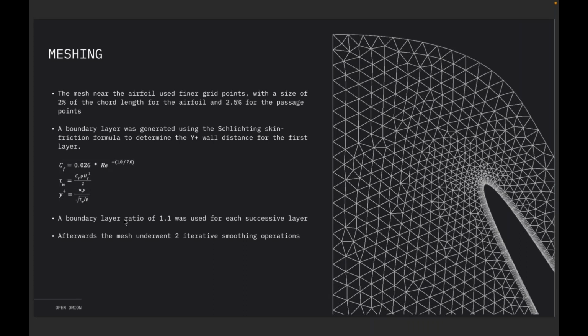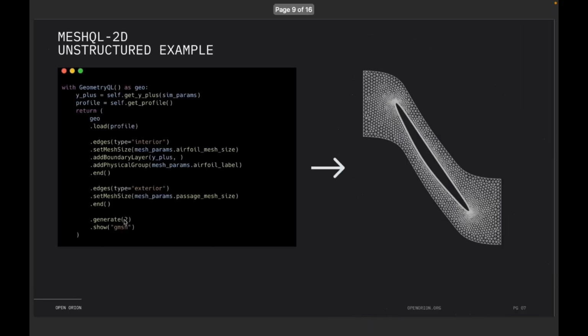And for the boundary layer, I used this Y plus boundary length equation, and I used the Schlichting skin friction formula to get the CF value, so I could derive the viscosity for that. That's how I got this very small first layer length. And then I used a 1.1 ratio to get each successive layer's height from the airfoil. Afterwards, that went through 2 iterative smoothing operations to get a really smooth mesh.